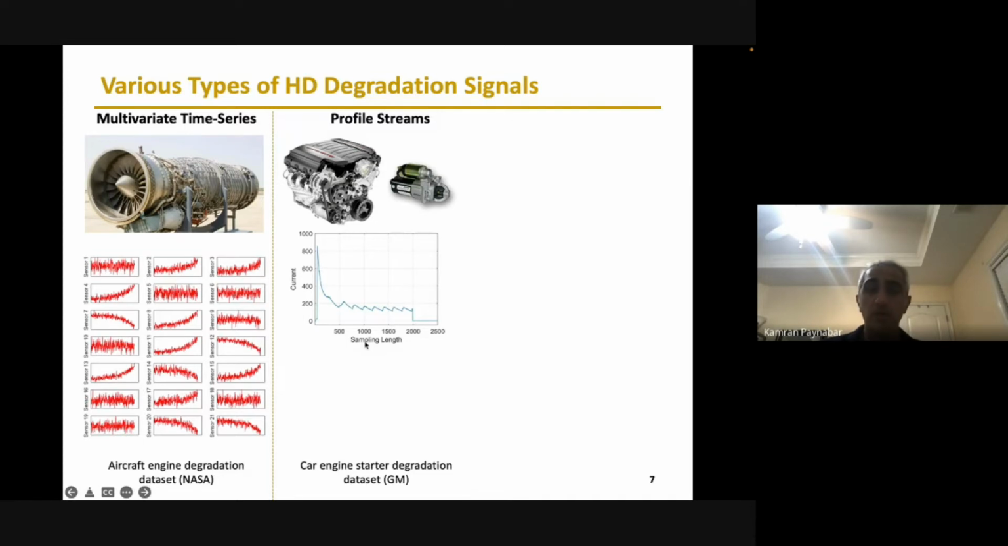Another type of high dimensional data is when you have one sensor, but the data that you have is high dimensional. For example, in car engine starter degradation, this is the current every time that you start the car, with respect to sampling length; this is the beginning of the start, this is the end of the start process. If you plot them over time, every time that you start the car, you will see that there is a degradation. So you have degradation profiles over time.